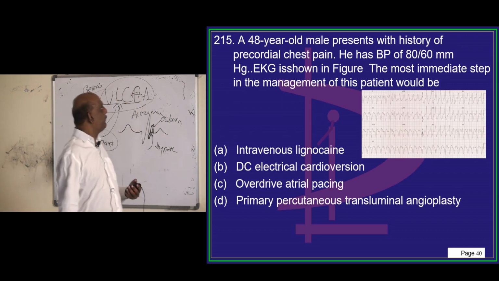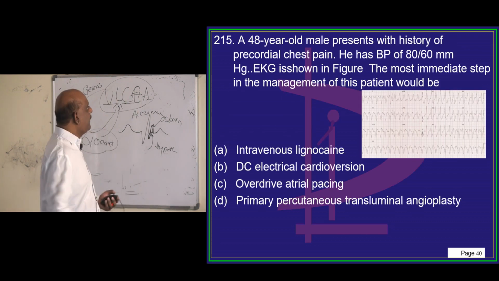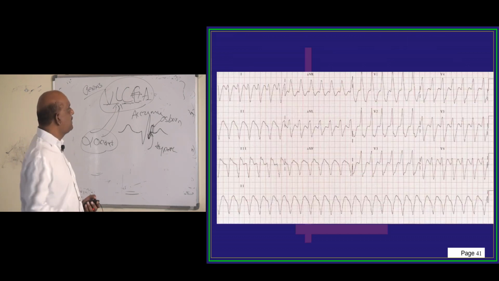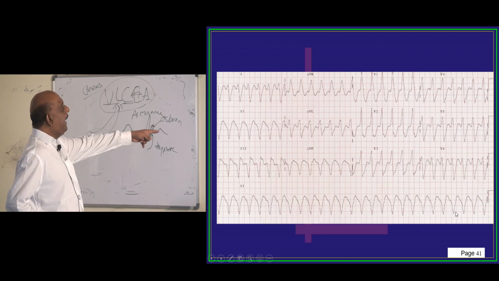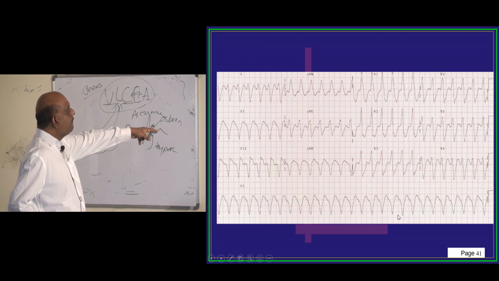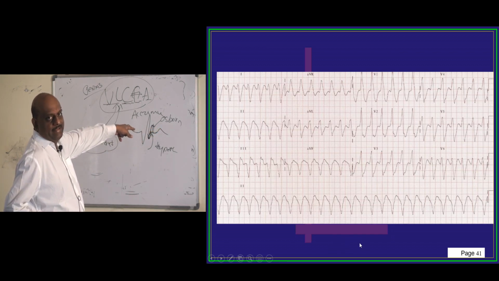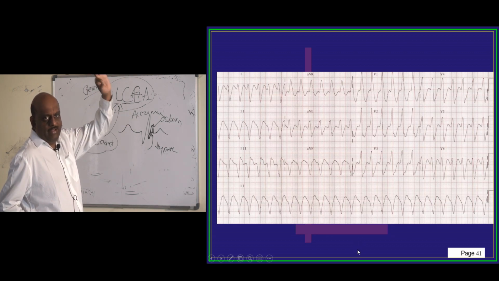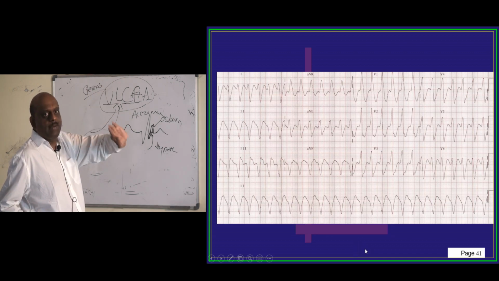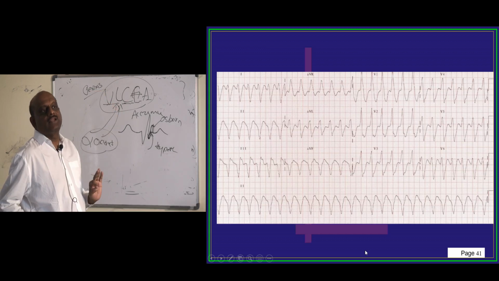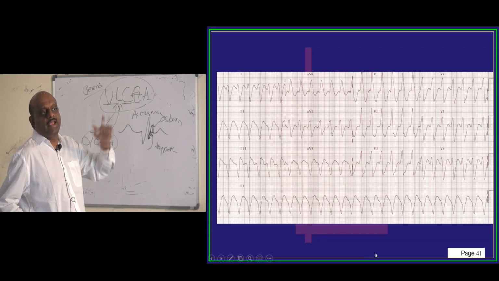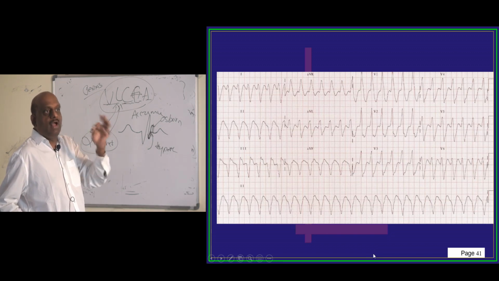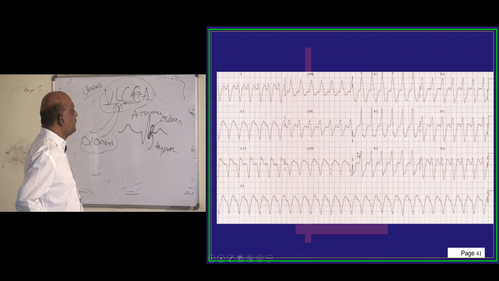So good. A 48-year-old presenting with hypotension, BP of 80/60. So what is this ECG showing? It is showing a broad QRS complex tachycardia. Unless proven otherwise, broad QRS complex tachycardias are considered to be VTs. Narrow QRS tachycardias are considered to be supraventricular tachycardias. That is what you need to remember.